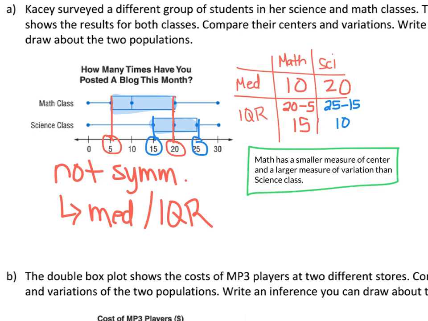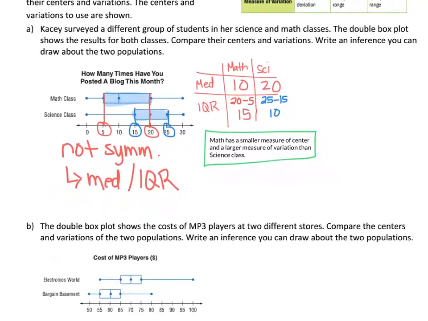The other part is to make an inference that you can draw about the two populations. For this, we need to know what this data is portraying. And in this case, it's how many times you've posted a blog this month. So if we take a look, let me erase all these markings here. Even visually we can see it, although we have the numbers to back us, we can visually see that science, most of my data is higher than math class. So we can say that more students post blogs in science than in math.